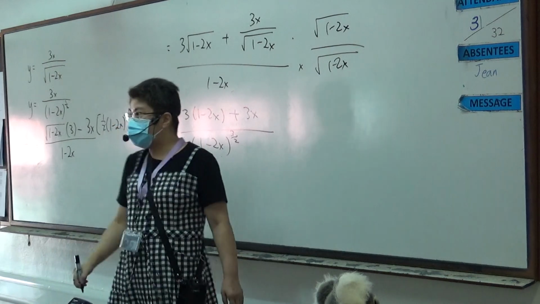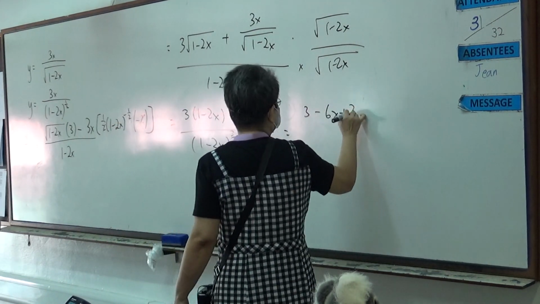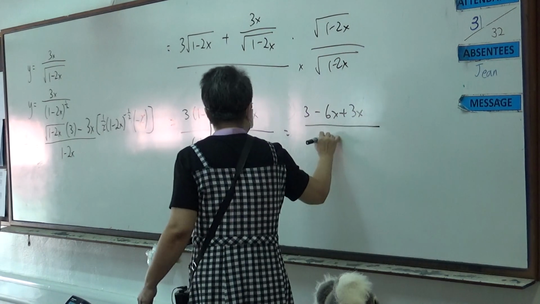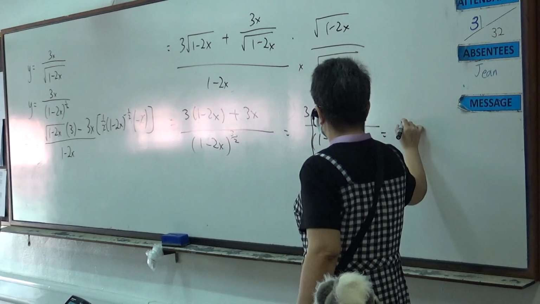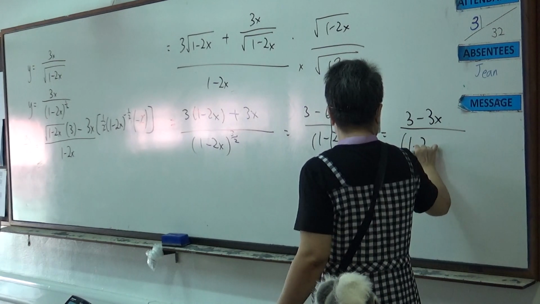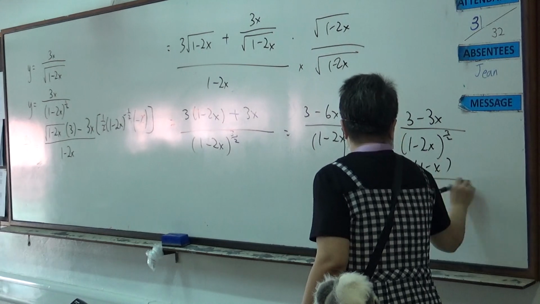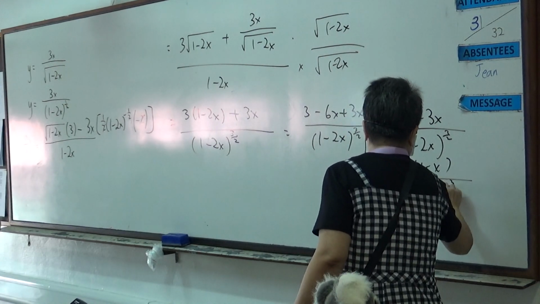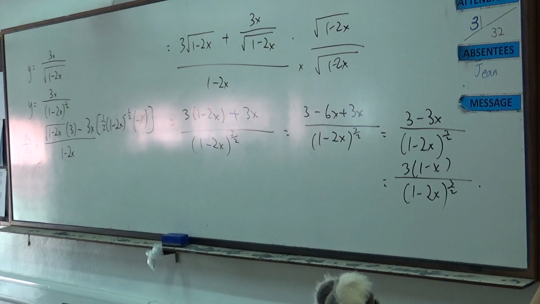To get it, I will have 3 power 3 over 2, right? Okay? So this is 3 minus 6x plus 3x over 1 minus 2x. So final answer, 3 minus 3x over, I can also write it as this one, if I were to factorize out the 3. Everybody okay? Everybody okay here? Can or cannot?